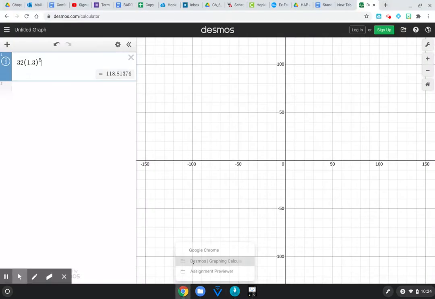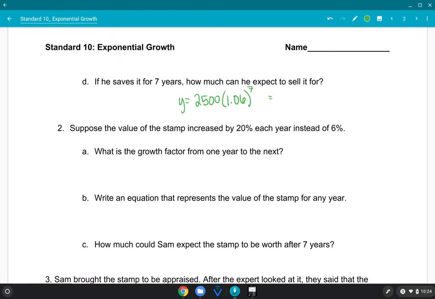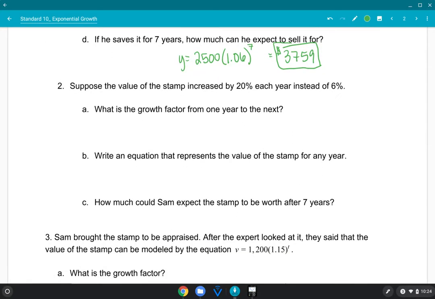So I'm going to go ahead and type that into Desmos. 2,500 times 1.06 caret 7. Whoa, $3,759. Okay, $3,759. If he can hang on to that thing, he'll make that much money off of it. Wow.